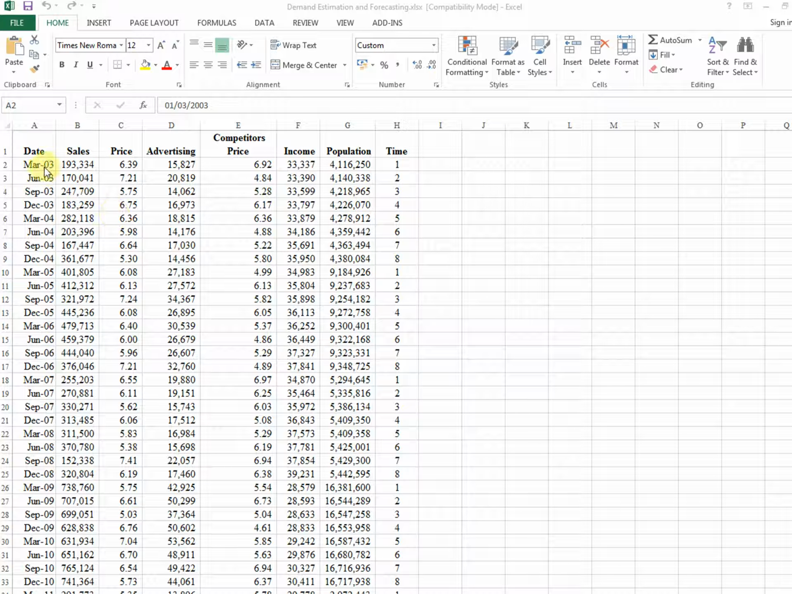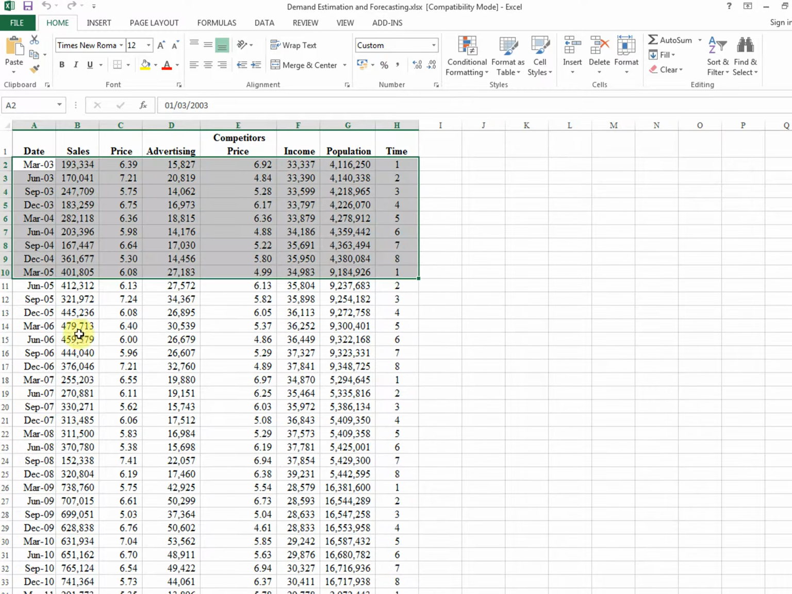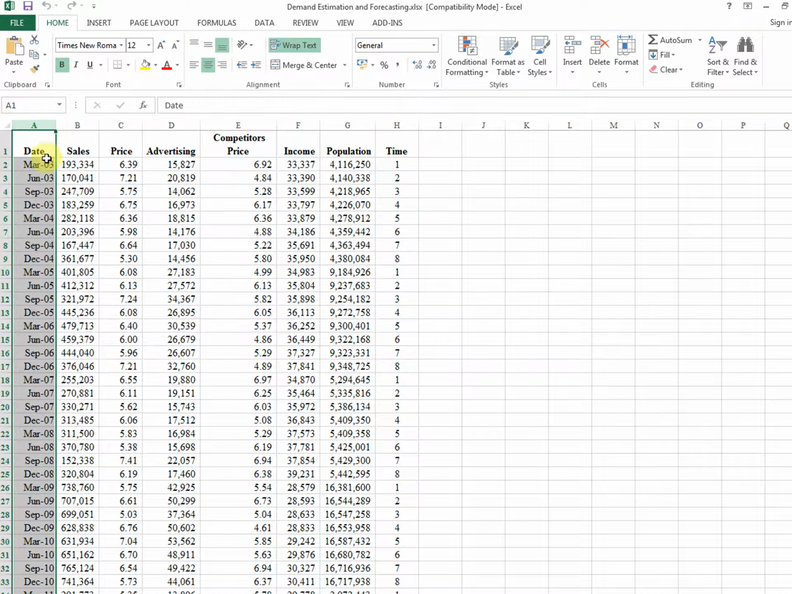This is time series data. As you can see, it is collected over time, over several years. These are monthly sales data. The date is just the date column. The sales is the quantity demanded column. So this is the number of, let's say, pies sold during this month: 193,334 pies sold during that month at the price of £6.39 per pie, let's say.